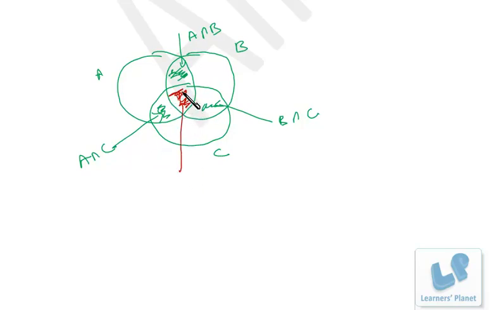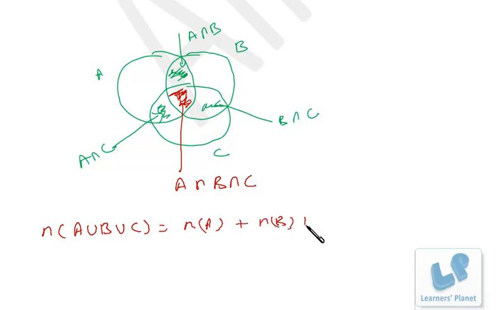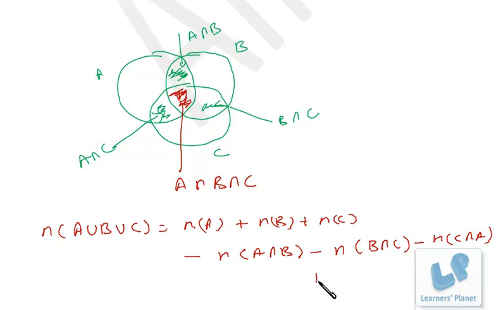This is actually the common portion among all of the three, right? That is A, B and C. So that's actually A intersection B intersection C, right? Now we have the formula for the number of elements in A union B union C, which is equal to the number of elements in A plus B plus C minus the number of elements in A intersection B minus B intersection C minus C intersection A, and plus the number of elements in A intersection B intersection C.